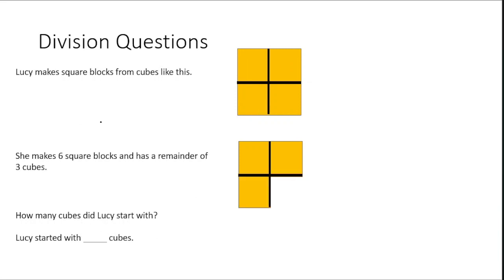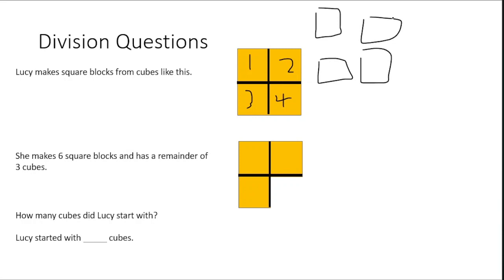Okay, so we're getting the idea of it. There's another question, the same exact style. Lucy makes square blocks from cubes like this. Let's just remember that there's 1, 2, 3 and 4 cubes in a square. 4 cubes make 1 square. She makes 6 square blocks and has a remainder of 3 cubes. So we've got our first square, our second, third, fourth, fifth and sixth square, and then we also have a remainder of 3. Let's write that in the corner there. How many cubes did Lucy start with?